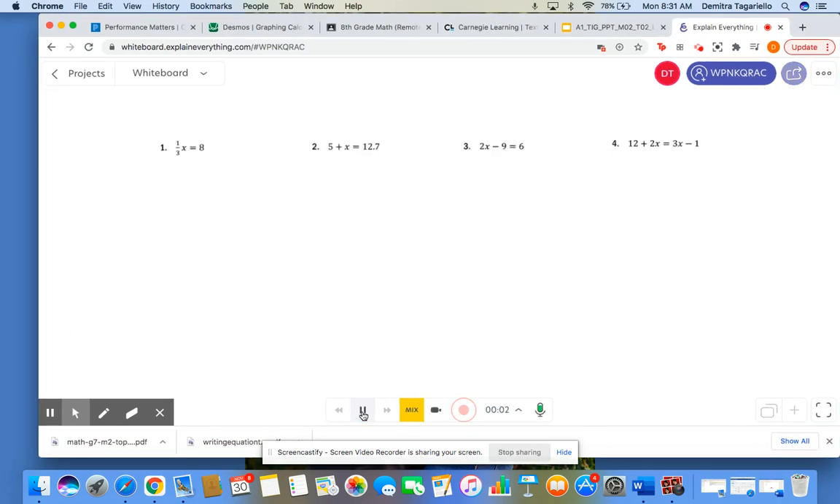Hey guys, what we're going to be doing today is solving for x in different ways, writing an equation. So we're going to start with number one. I would like you guys to write these in your notebook. It's really important that you know how to solve for x when it's one step, multi-step, whatever it may be.